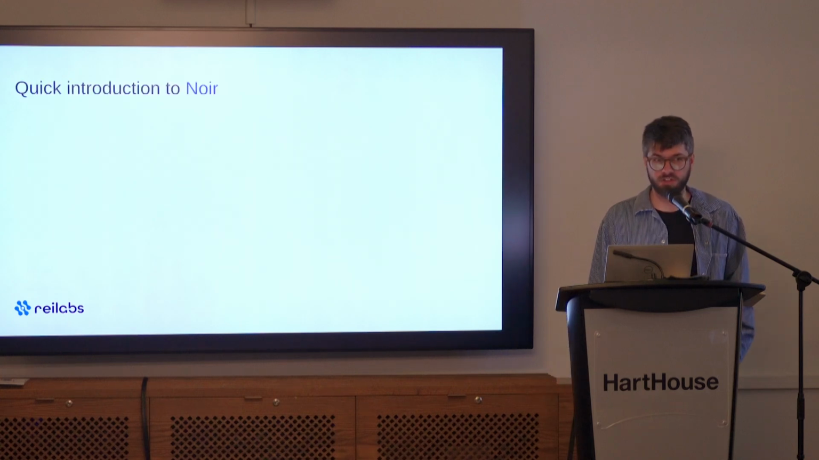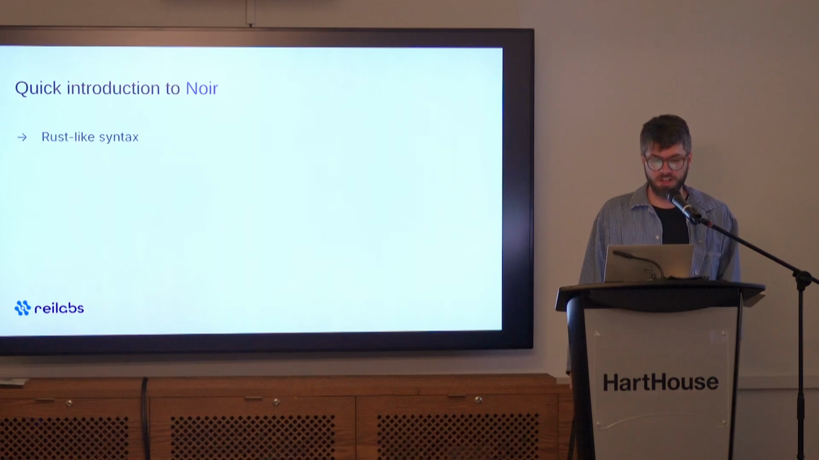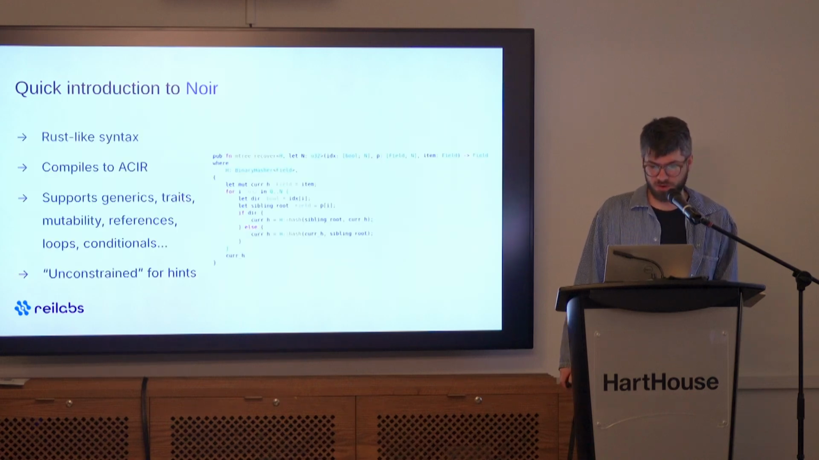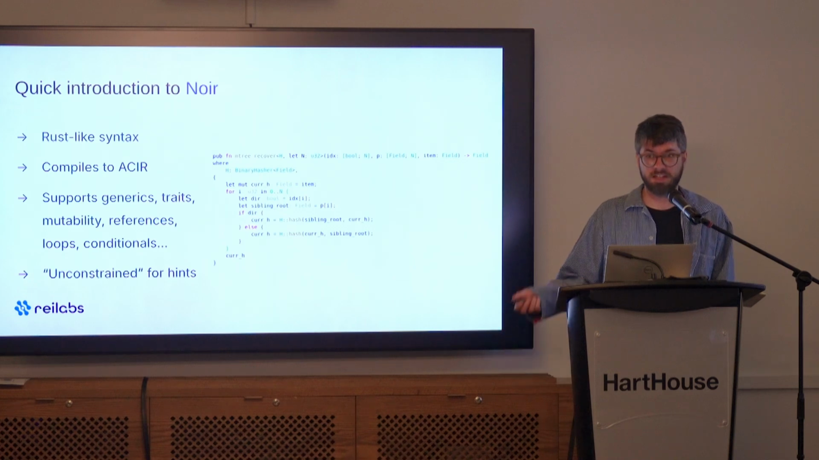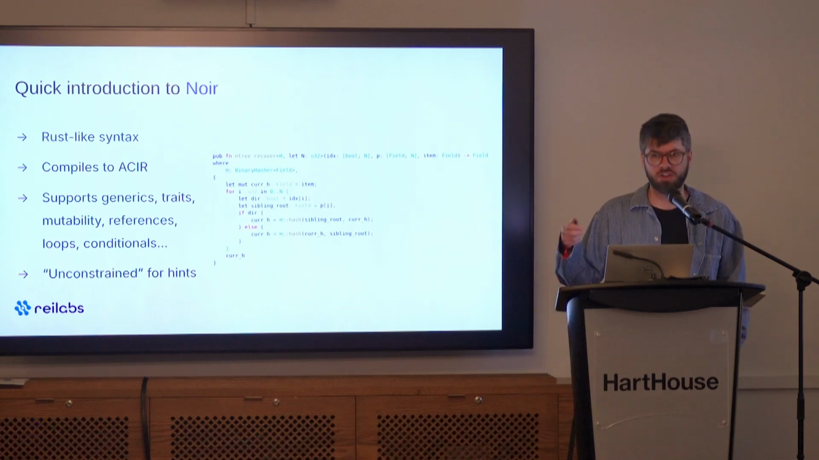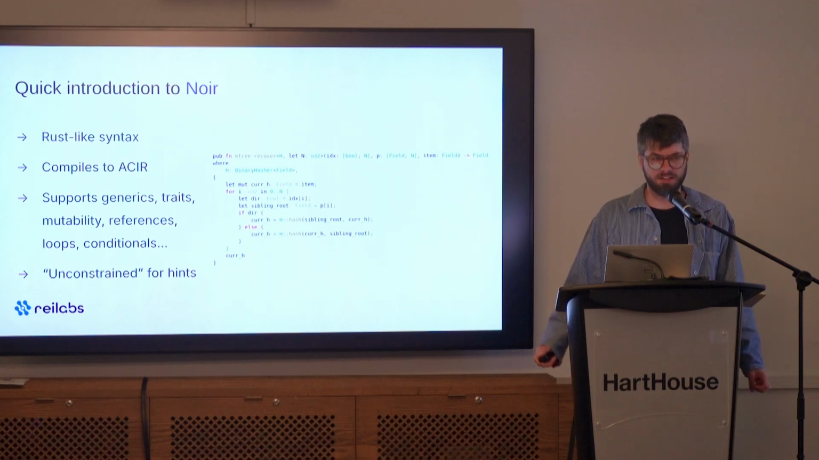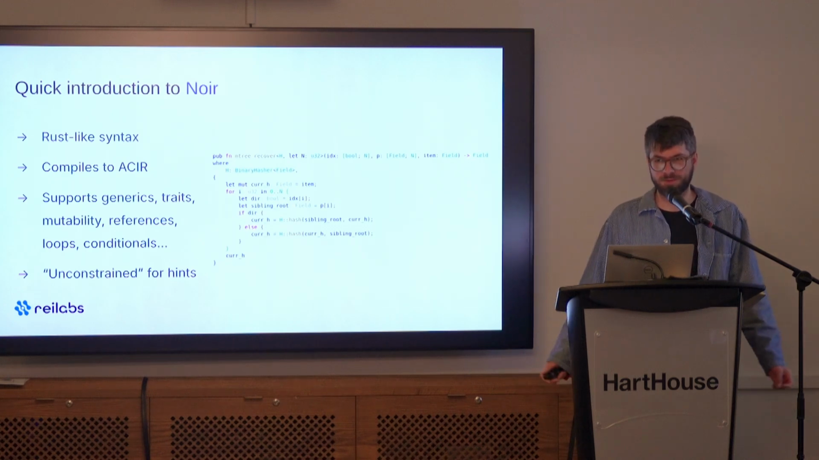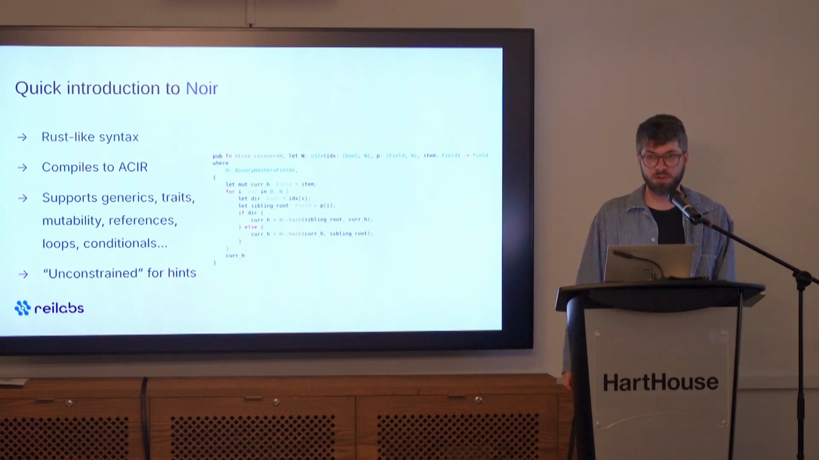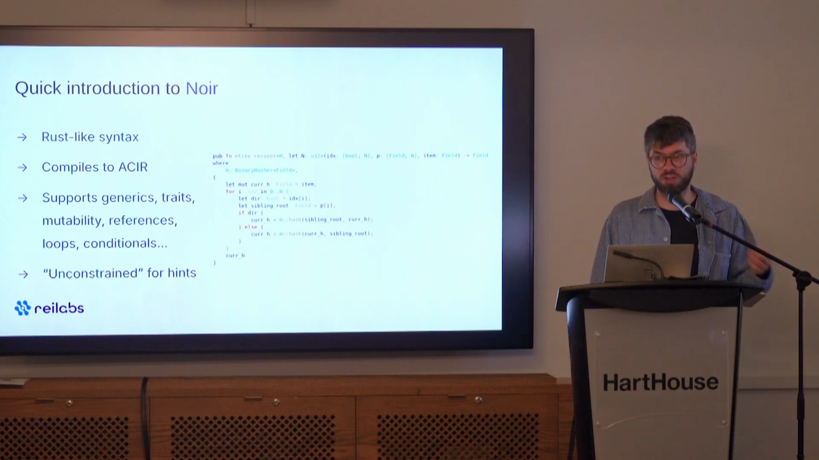So, quick introduction to Noir for the people who aren't familiar. It's a language with Rust-like syntax. It compiles to a circuit-type intermediate representation called ACIR. I think it stands for Abstract Circuit Intermediate Representation. It supports a lot of the language features that you're familiar with in Rust, like generics, traits, mutability, references, loops, conditionals, etc. There's a few tricky things.